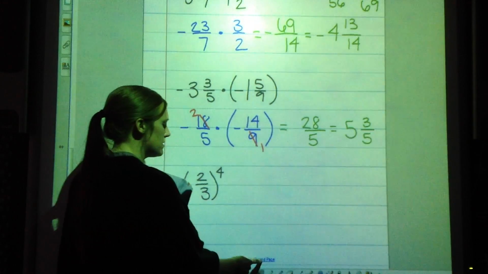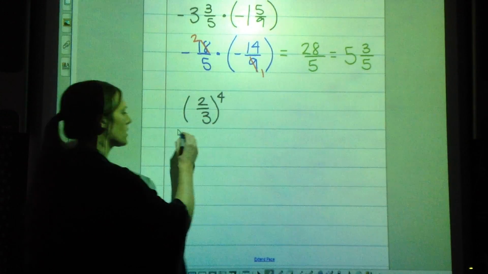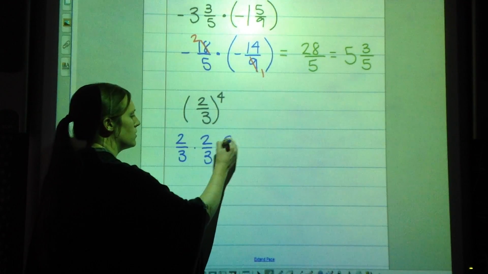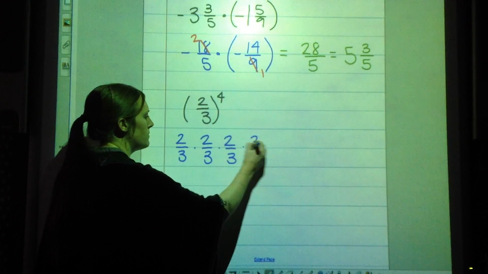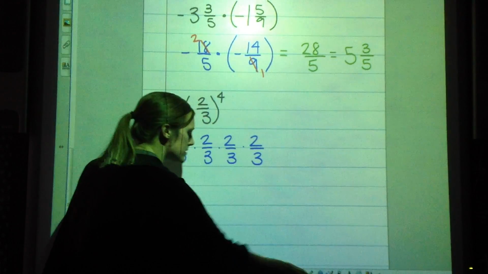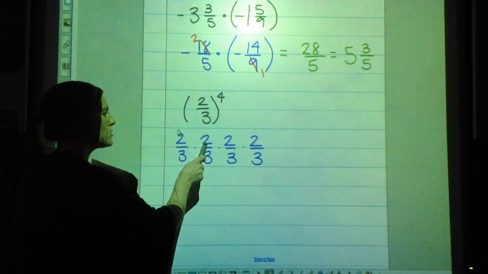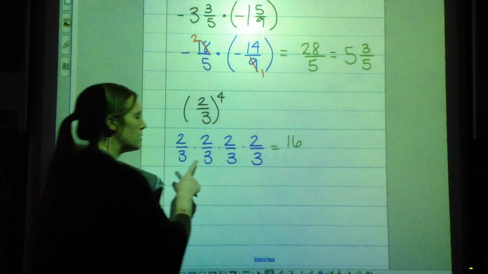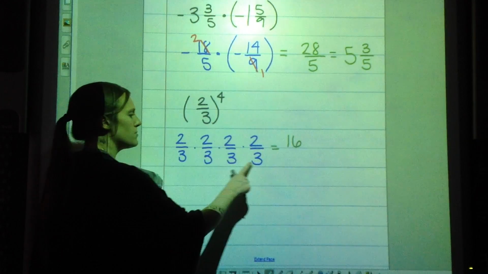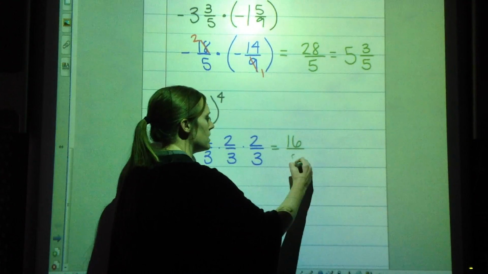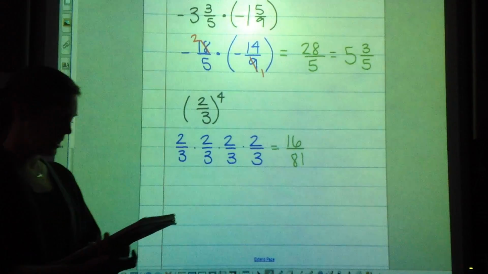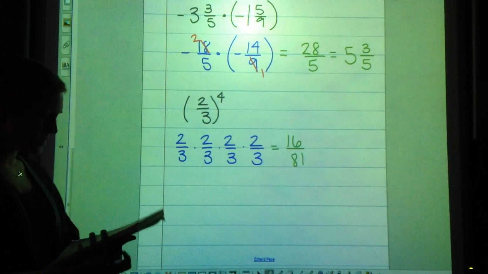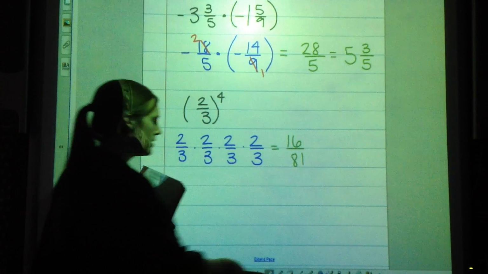So I'm going to expand this. And I'm just going to multiply straight across the numerators. 2 times 2 is 4, times 2 is 8, times 2 is 16. And then 3 times 3 is 9, 3 times 3 is 9, 9 times 9 is 81. When you multiply, you can multiply in any order. Check to see if we can reduce, and we cannot, so this is my final answer.